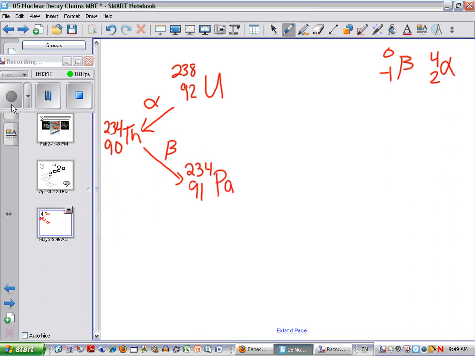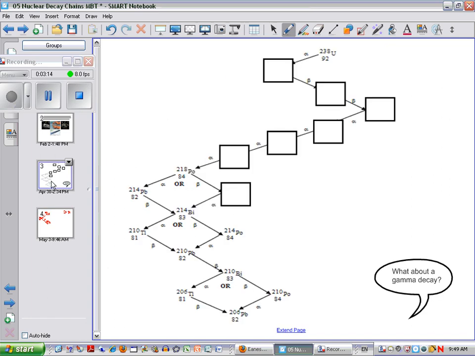And then the next thing it undergoes, and so on and so forth, and you can keep going until you end up, I'm going to jump back to this slide, you end up with a stable element. Now remember, anything above 82 is unstable. So very often, not always, but very often, you end with element 82, lead, in these nuclear decay chains.